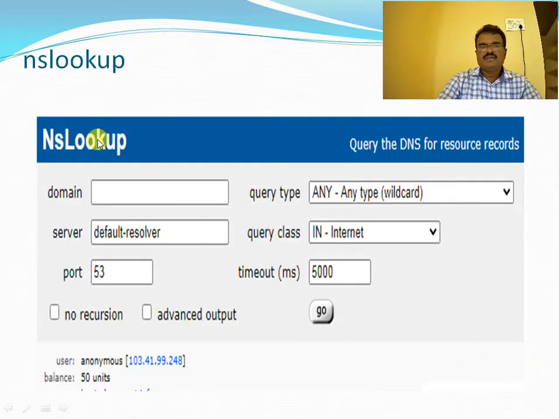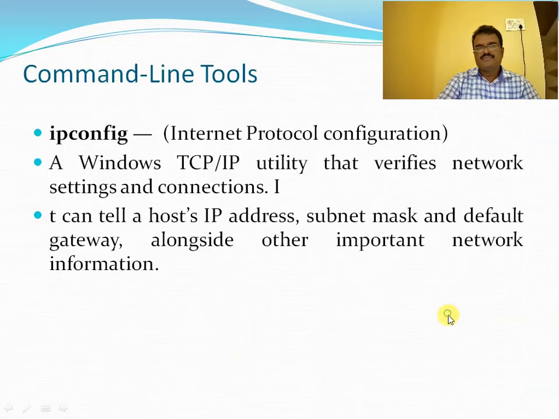So this is the nslookup command. It queries the DNS for resource records. We have to give the domain request, query type, server, and also query class, port address, and timeout. So after entering all this, we have to press this one. So the information related to the DNS will be displayed.